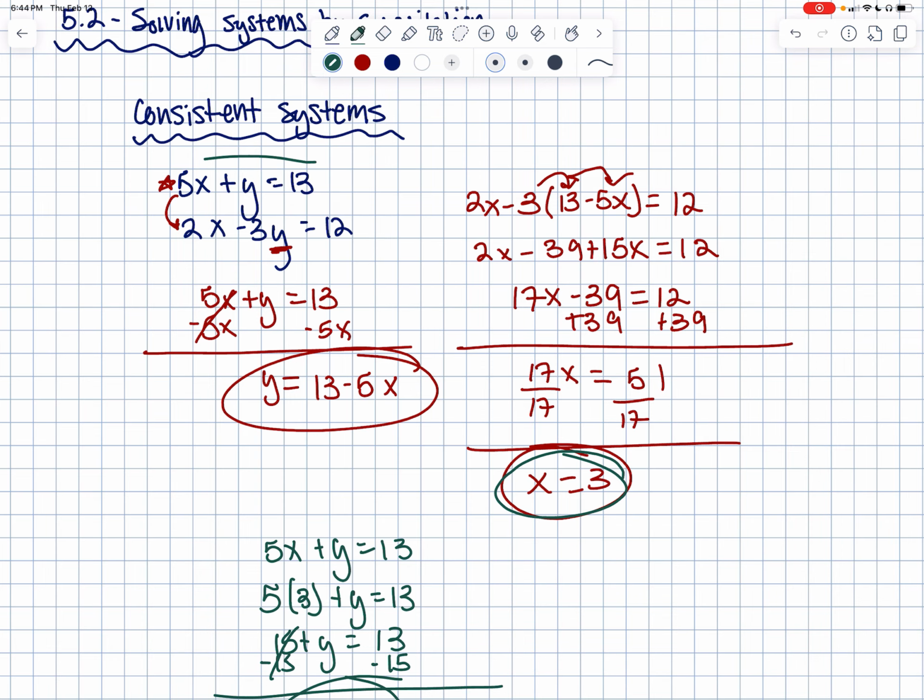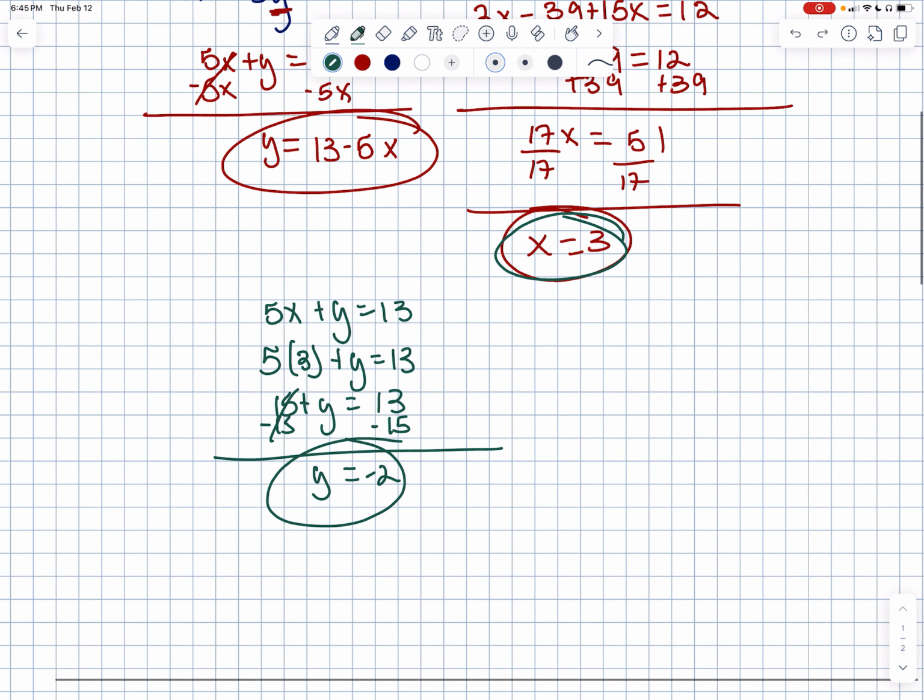Okay, backtrack a little bit. We used 5x to solve this equation, and we got x equals 3. Now we're going to use what we got from here to finish that. You see the circle? That's very good. So now these equations yield the solution 3 comma negative 2.